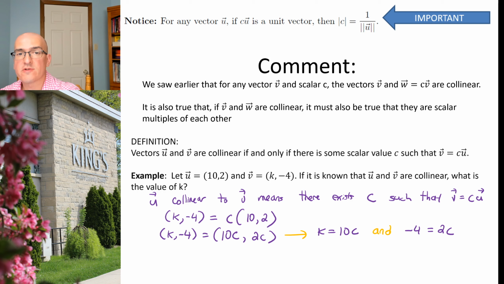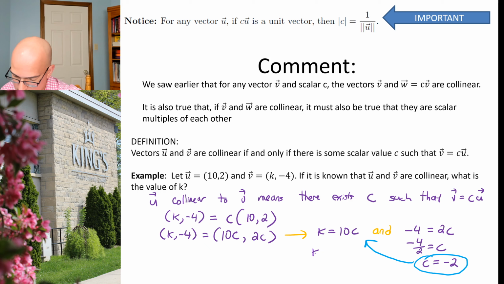The first equation on the right hand side there has two unknowns, a k and a c. We can't really do much with it, but the second one only has one unknown. It says negative 4 is equal to 2c. We can solve for c. Divide both sides by 2 and we get c equals negative 2. Now we can take that and plug it into the first equation. So k is equal to 10 times negative 2. So k is equal to negative 20.